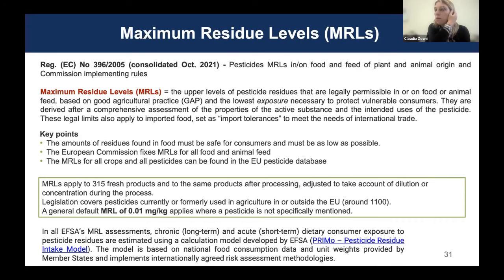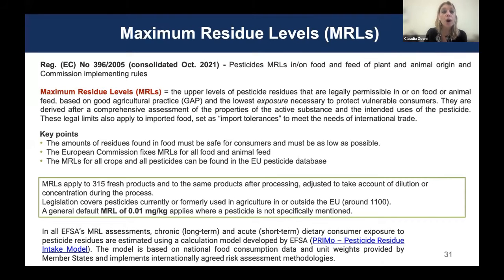What is very, very important to consider, like we mentioned several times, in terms of food safety, are the maximum residue levels that are stated by the European Regulation 396/2005. The last version is consolidated to October 2021, and it states the maximum residue levels in food and feed of plant and animal origin, and the Commission implementing rules. What are the maximum residue levels? They are the upper levels of pesticide residues that are legally permitted in or on food or animal feed based on good agricultural practice and the lowest exposure necessary to protect vulnerable consumers.